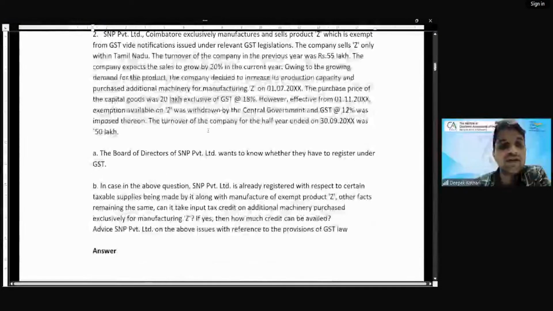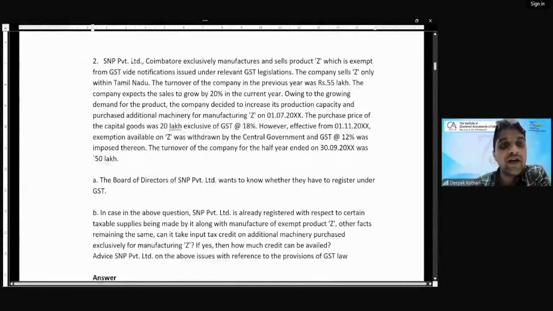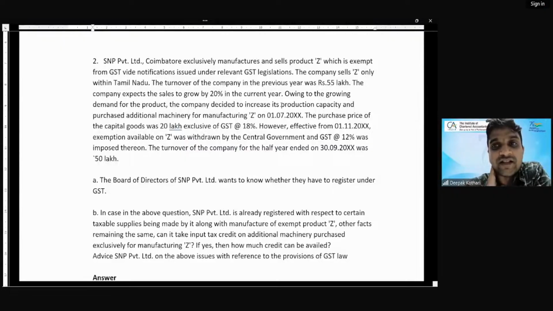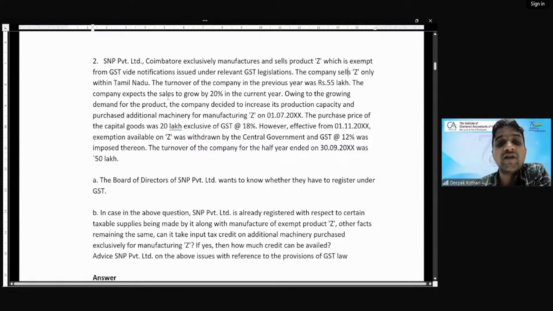Okay. This question you will work out. I will read it out for you. SNP Private Limited, Coimbatore, exclusively manufactures and sells product Z, which is exempt from GST vide a notification issued under the relevant GST legislations. With notifications, we have dealt in the previous session on various exemptions. So, he sells the product which is exempt under GST. The company sells Z only within Tamil Nadu. The turnover of the company in the previous year was 55 lakhs. The company expects the sales to grow by 20% in the current year.